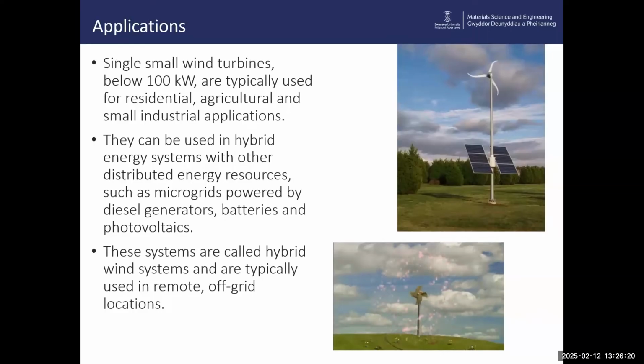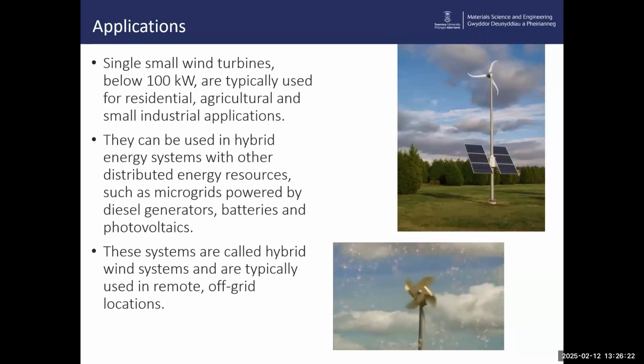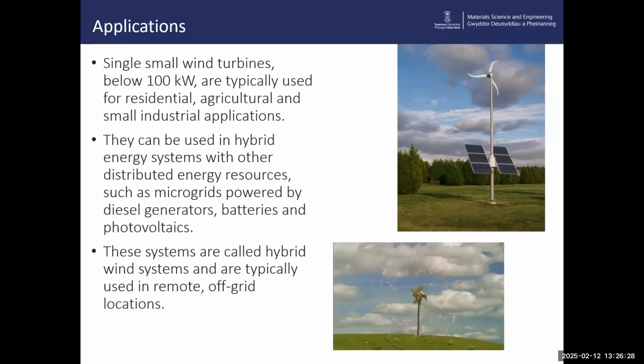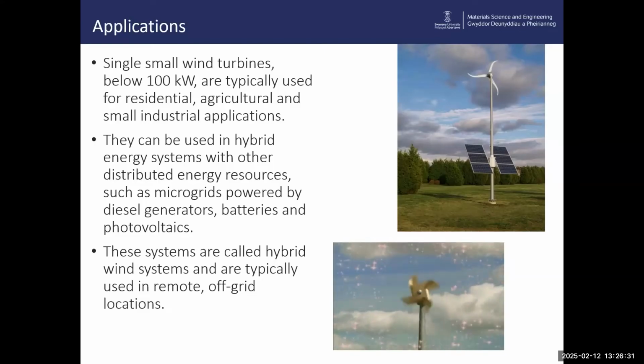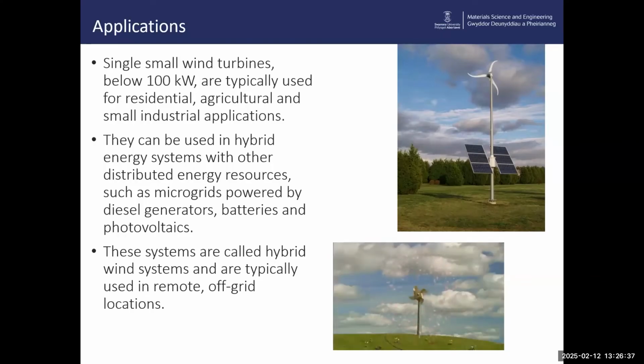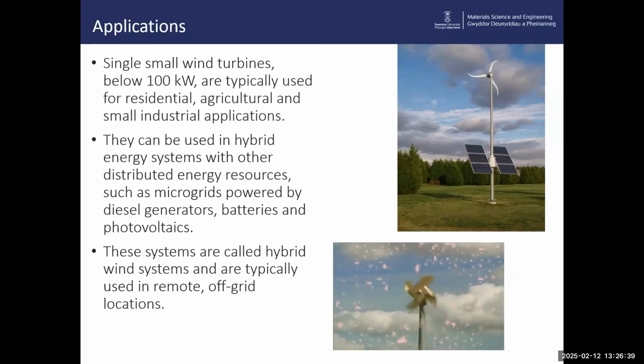So applications. When wind turbines of any size are installed on the customer side of the electrical meter, or are installed at or near the place where the energy they produce will be used, this is called distributed wind. Many turbines used in distributed applications are small wind turbines, things that you can see on the slide here.